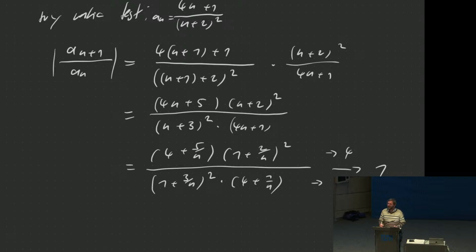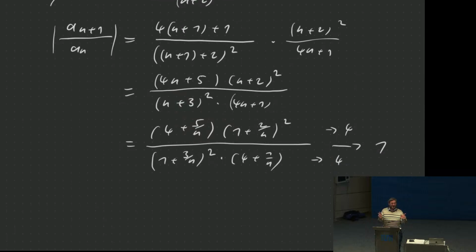Did I make a mistake? Did you get the same result? You all agree with what I get here? No one got a different result. Okay, so this tends to 1, and that means the ratio test is inconclusive. So unless I made a mistake here, the ratio test doesn't help. It doesn't give you any useful information. All right, any other questions?